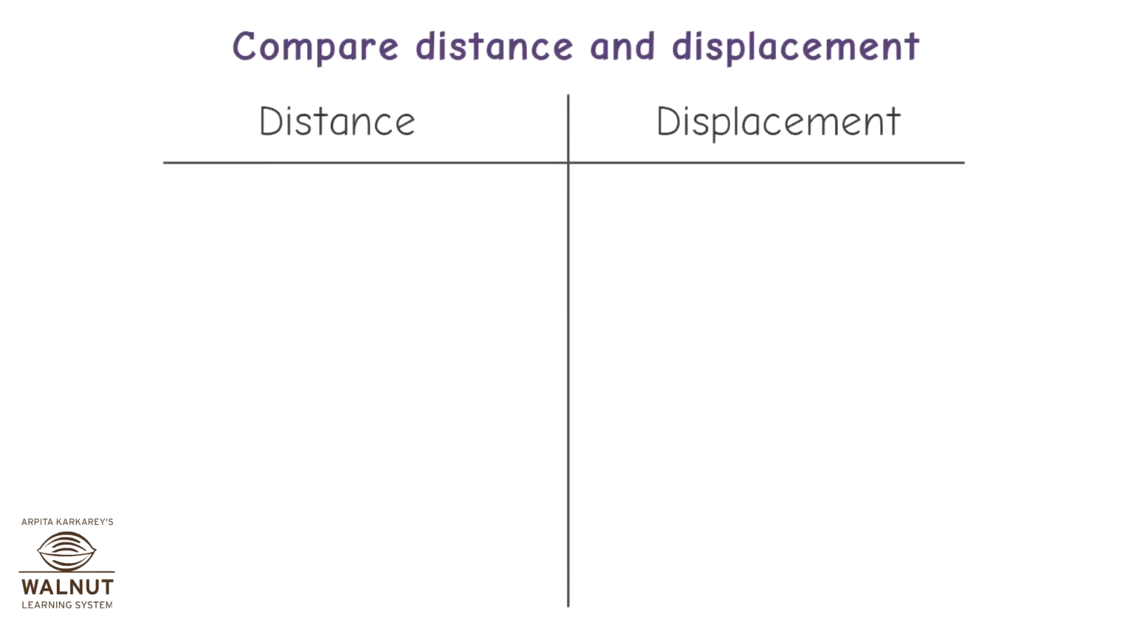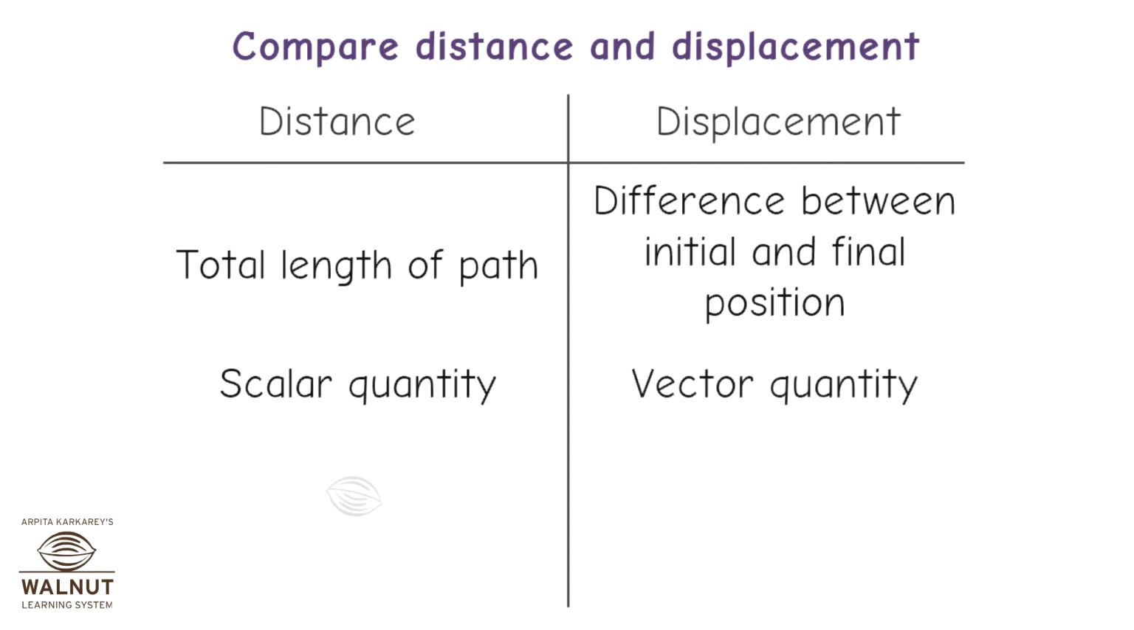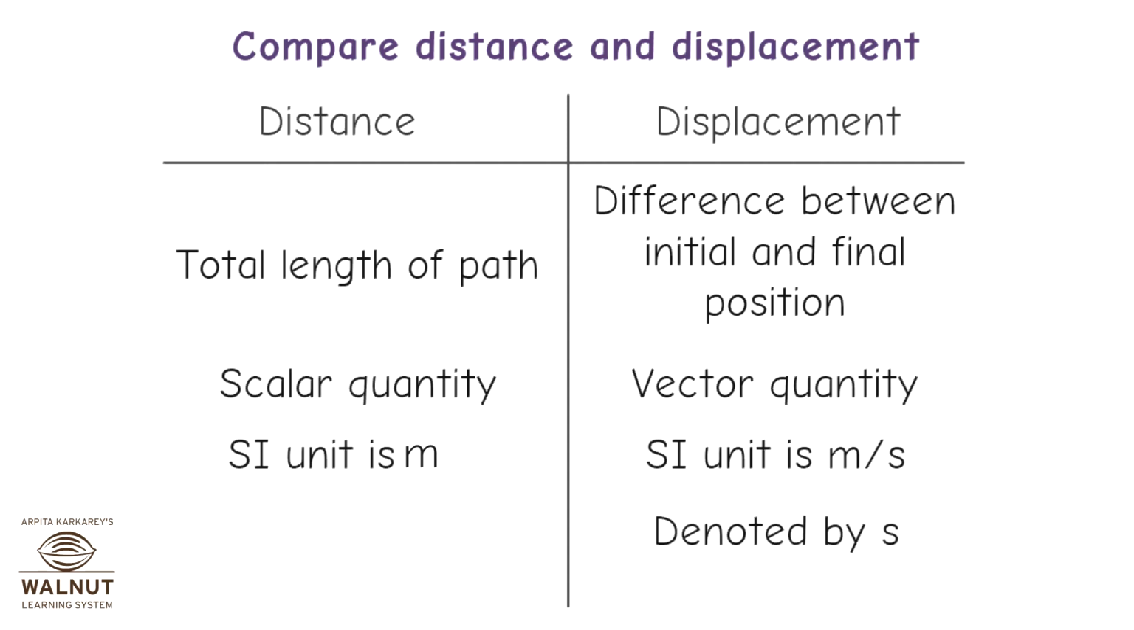Compare distance and displacement. Distance: total length of path. Displacement: difference between initial and final position. Distance is a scalar quantity. Displacement is a vector quantity. The SI unit for distance is meters and the SI unit for displacement is meters per second. Displacement is denoted by the symbol S.